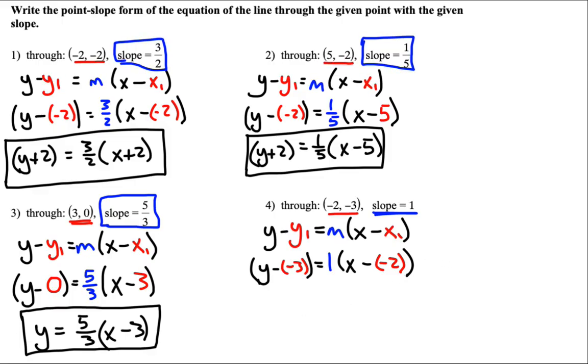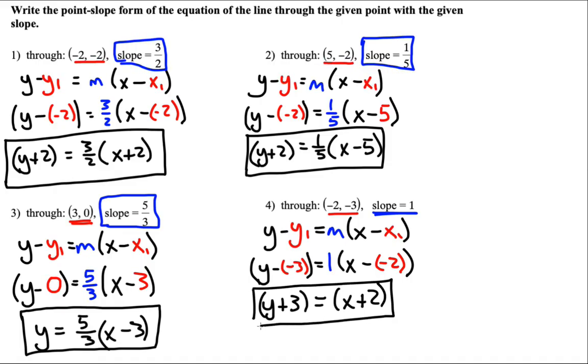So now I can just simplify this. y minus -3, minus a negative becomes a positive, so y plus 3. And 1 times anything, I don't need to even write the 1, I can just leave it alone. And so that's going to equal x minus -2, minus a negative becomes a positive, so x plus 2. So I finally have my equation of y plus 3 equals x plus 2.